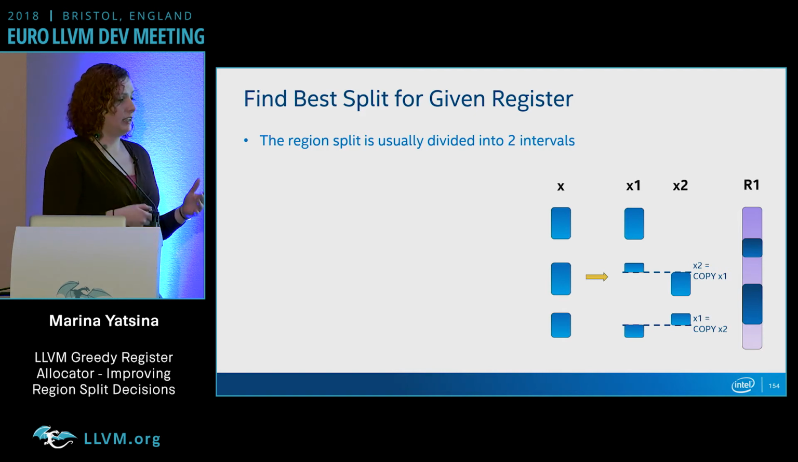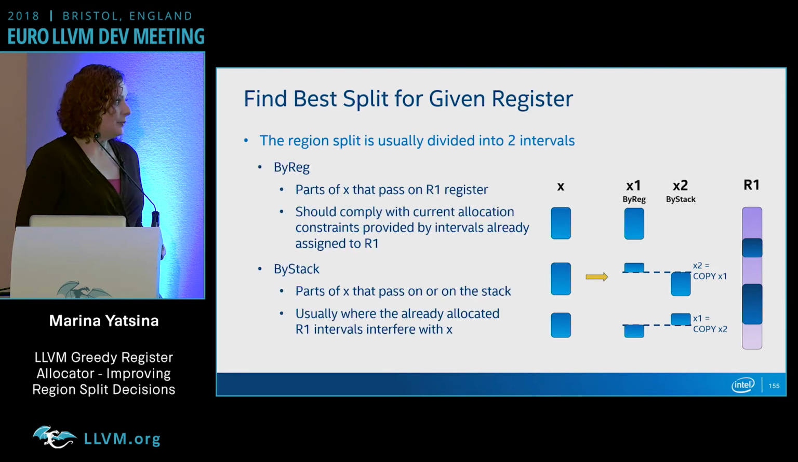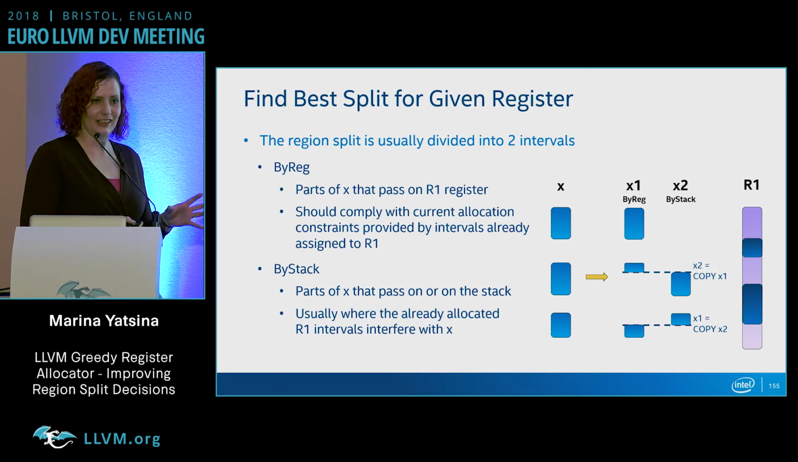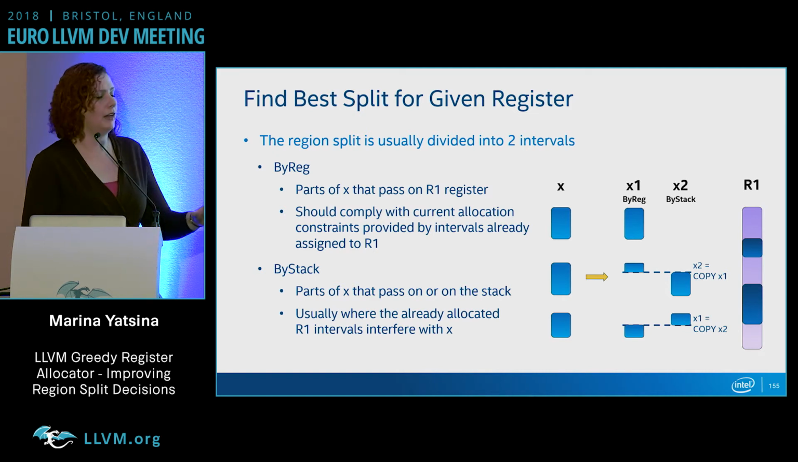So what happens is, in region split, which is the focus of our presentation, we split x mainly into 2 intervals. I call them the by register and by stack interval. Now, what do I mean by that? The by register are the parts of x that can fit the empty spaces of R1 nicely. Nothing interferes with assigning x1 to R1. The by stack interval are the sections of x that have interference, because some other interval is already assigned to R1 at these places. So they cannot be assigned to R1.